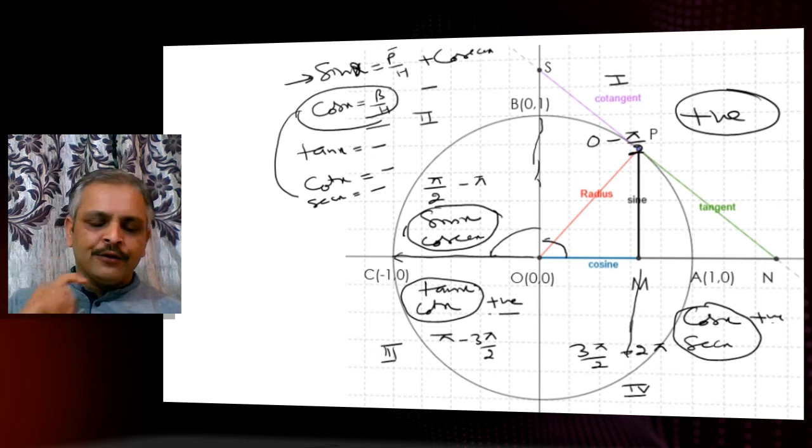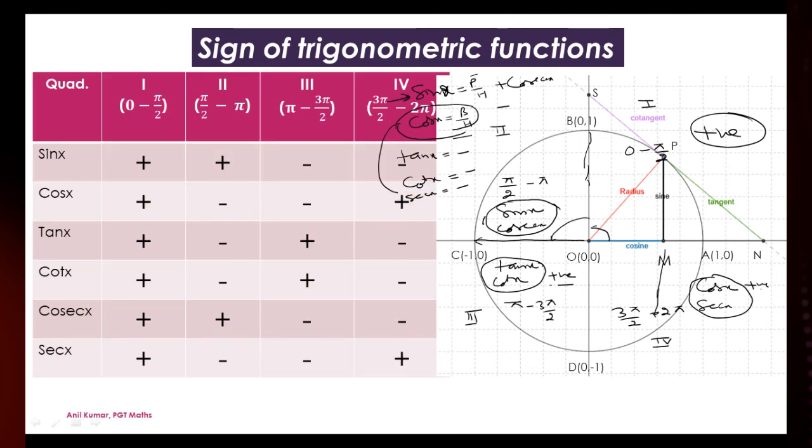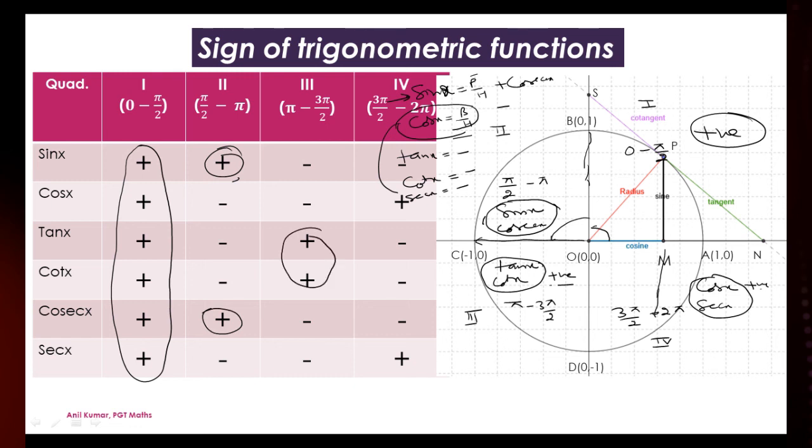And I'm helping you with a hint on how to remember that. First, let's make a chart. In the first quadrant, all are positive. In the second quadrant, sine is positive and its reciprocal is positive, that is cosecant x. In the third quadrant, tan and cot are positive. In the fourth quadrant, cos and sec x are positive.